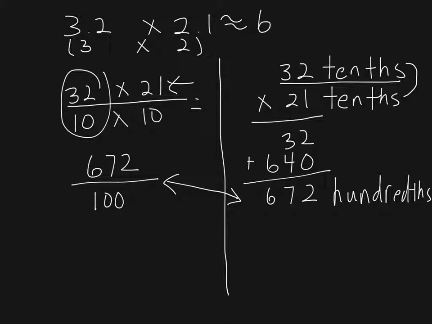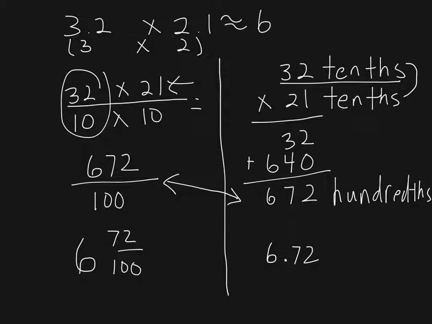Now on the left, every fraction is a division problem. So if I divide 672 by 100, I get 6 wholes out of that, and I have 72 hundredths left. And on the right, if I have 672 hundredths, that means that I'm going to put my decimal place. So I have hundredths. I should have tenths and hundredths to the right. 6.72.